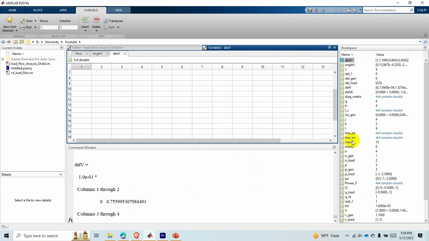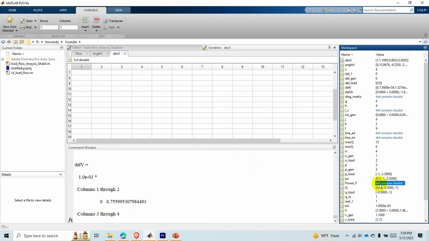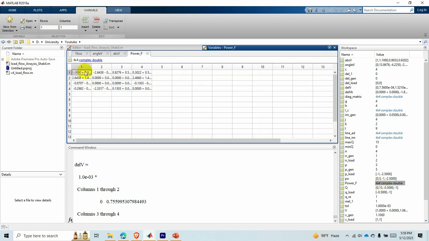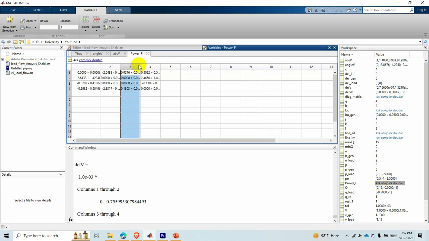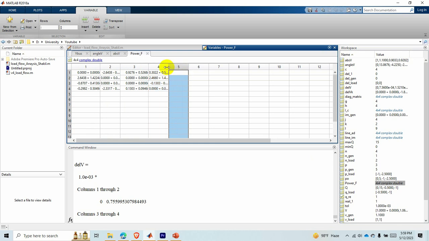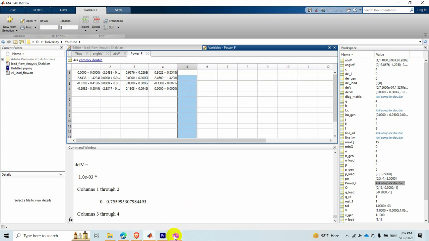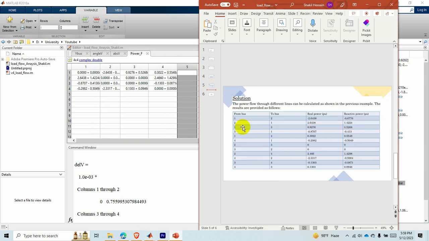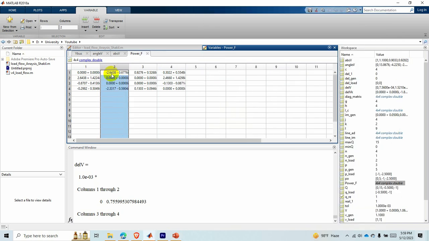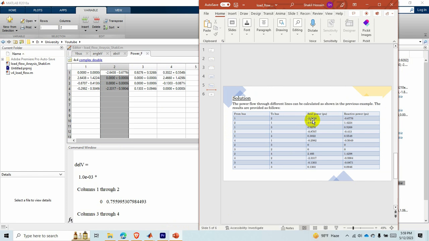Similarly, the power flow will be the same. Here is the power flow. We can compare it with our solutions. So here is the power flow for the 1-2 bus. The real power is -2.664. Here it is exactly the same.